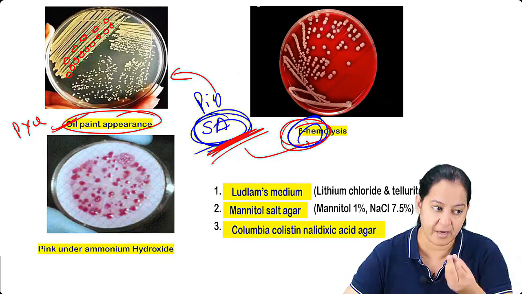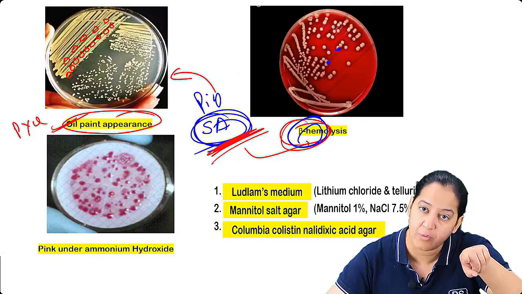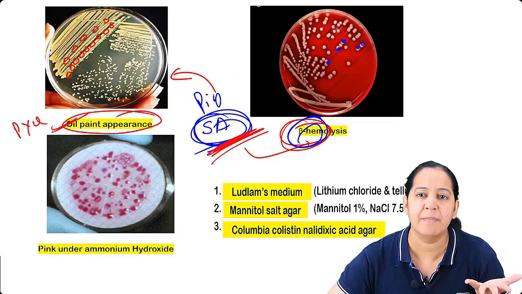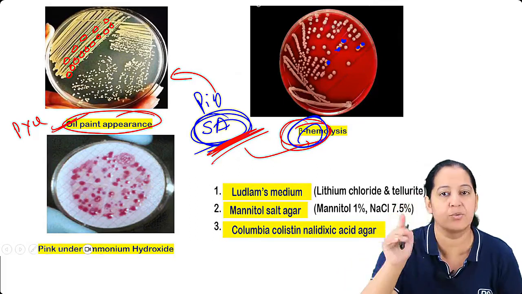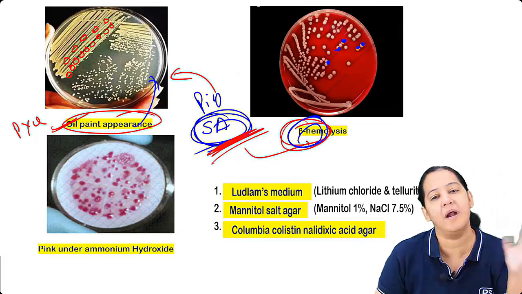If you can zoom in, you can see the colony and around every colony a translucent zone. The image is not very clear, but if you can appreciate, you can imagine actually around the colony there is a translucent zone. It's beta. So on nutrient agar say oil paint. On blood agar say beta.